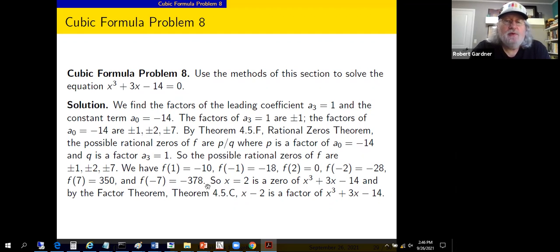But this will produce, what am I looking for? Looking for zeros, right? Not 0, not 0, 0, not 0, not 0, not 0. 2. X equals 2 is a 0 of this. They said solve the equation. Even if we used the cubic formula, it'd only give us one solution.